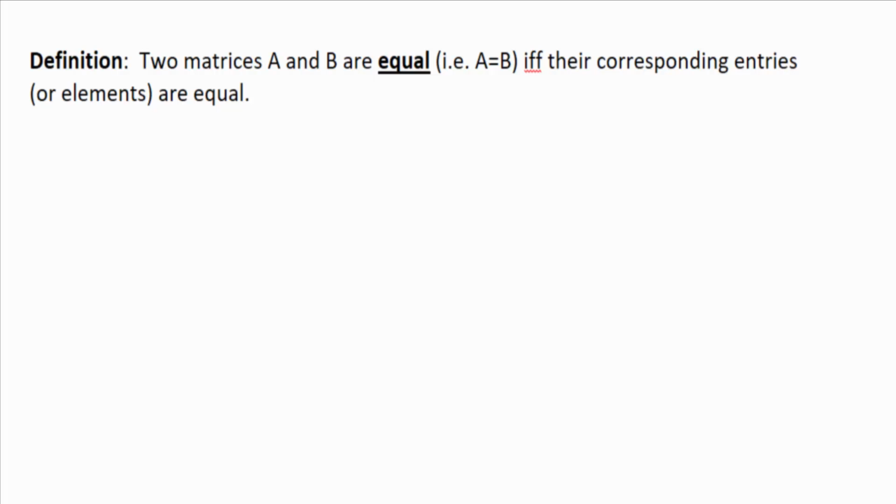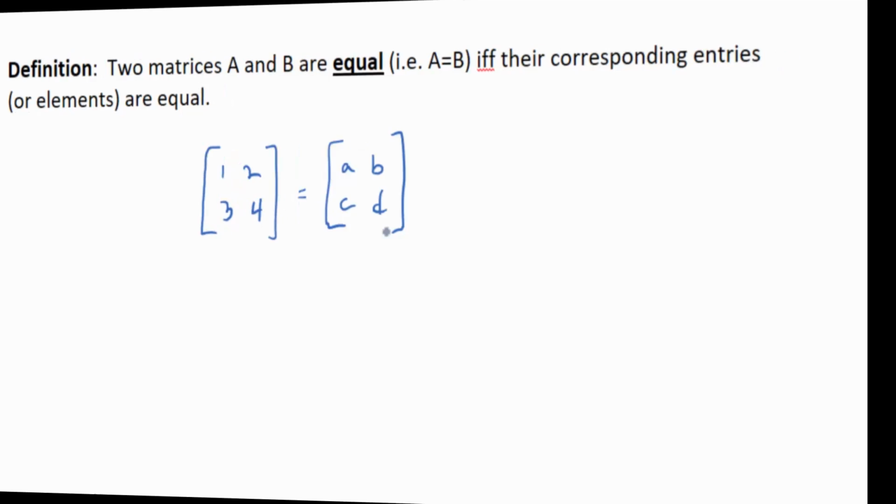Two matrices, A and B, are equal or equivalent, i.e. A equals B, if and only if, IFF stands for if and only if, their corresponding entries or elements are equal. So, this is a really basic definition. If you're told that the matrix 1, 2, 3, 4, so a 2 by 2 matrix, equals the matrix with entries A, B for the first row, C, D for the second row, then you know for sure what A, B, C, and D are. A is 1, B is 2, C is 3, D is 4, right? There's a correspondence between the entries.